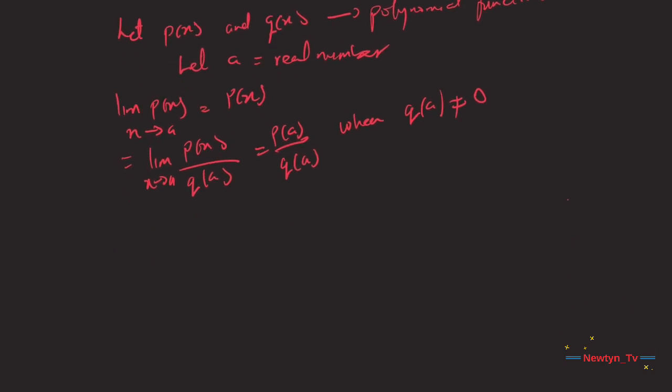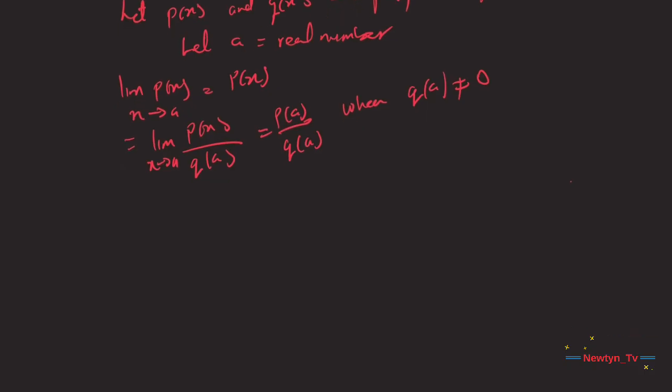In short, to see that this theorem holds, consider the polynomial p of x equal to c subscript n x exponent n plus c subscript n minus 1 x exponent n minus 1, and so on, plus c1 x plus c0.